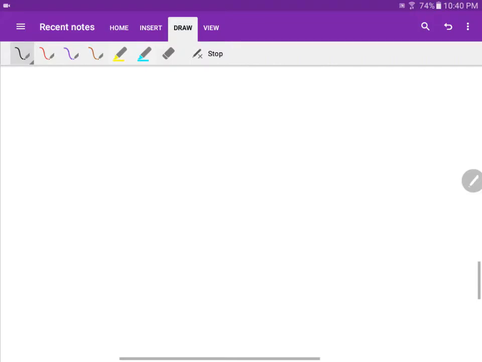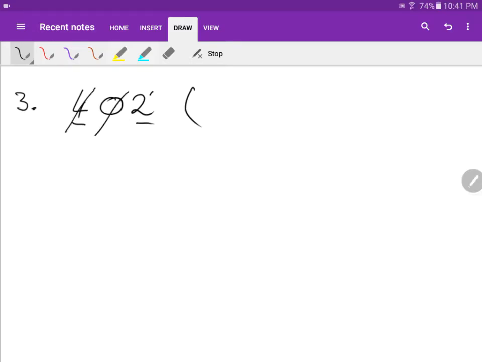So let's go to the next rule, number 3. If 0s are in between non-zero digits, they all become significant. So for example, 402. Because you count the 4 and the 2, the number in between is significant. So that 0 in between is significant. So 1, 2, 3, so 3 significant figures.